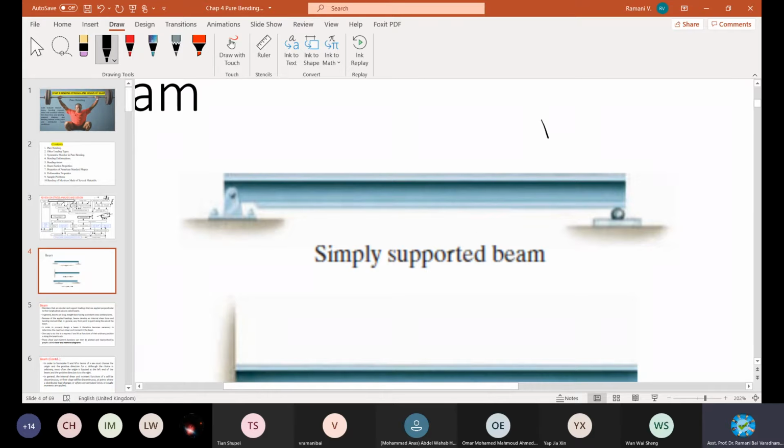You can always imagine, we used to give this example, a garden bench. If you go to a park or garden, you can see a bench where people can sit. This is a good example of a simply supported beam. No fixity here, it is just kept on it, as though a beam is kept on the support, something like this.